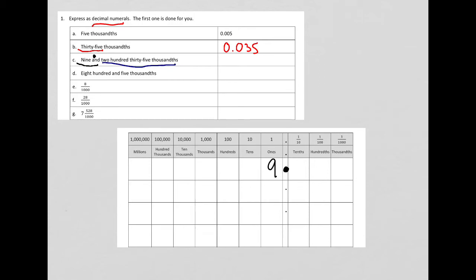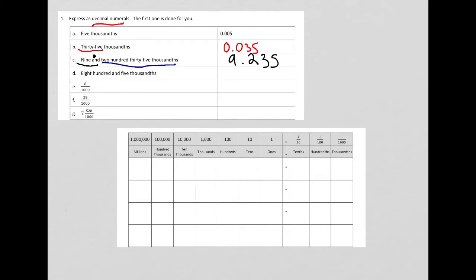So again, I'm going to end in the thousandths place, and I'm going to write 235 thousandths. Now I can't fit all three of those numbers into the thousandths place. Remember, I'm just going to have the last digit be in the thousandths place. So I'm going to put the 5, and then I can fill in the other parts. So I get 9.235, or 9 and 235 thousandths.